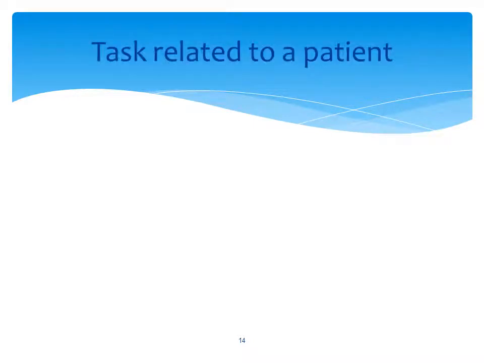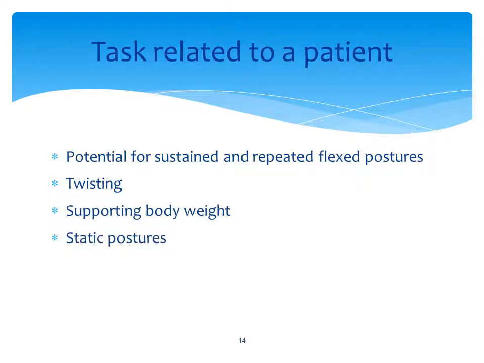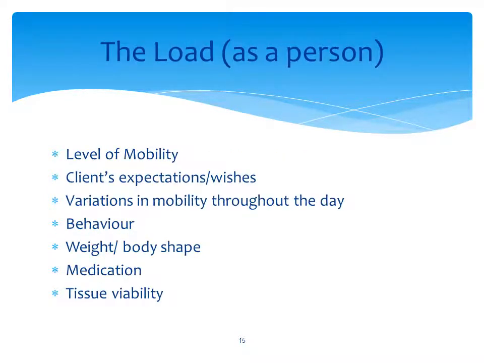When we are looking for risk factors associated with the task for a patient, we might have to consider some other issues. The potential for sustained and repeated flexed postures, twisting, supporting body weight, static postures. When the load is a patient, then we have to consider other things as well, like the level of mobility, their client's expectations or wishes, variations in their mobility throughout the day, their behaviour, their weight or body shape, medication, tissue viability.